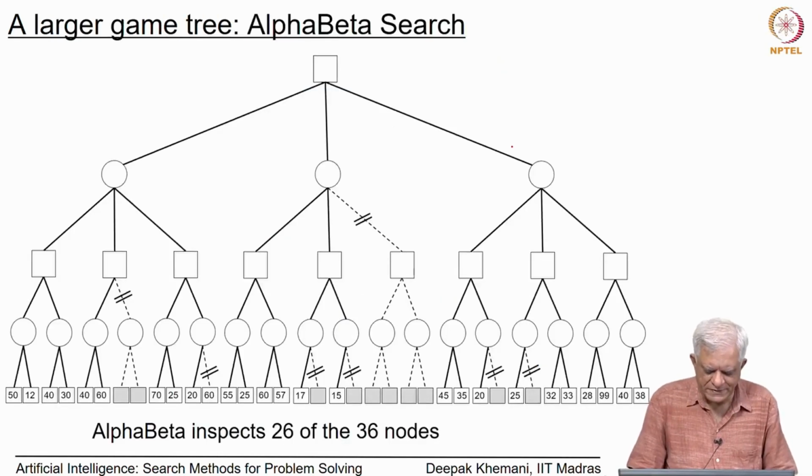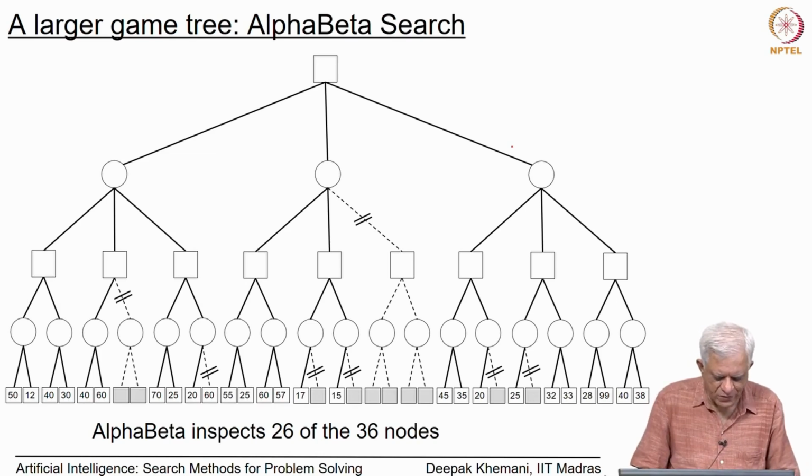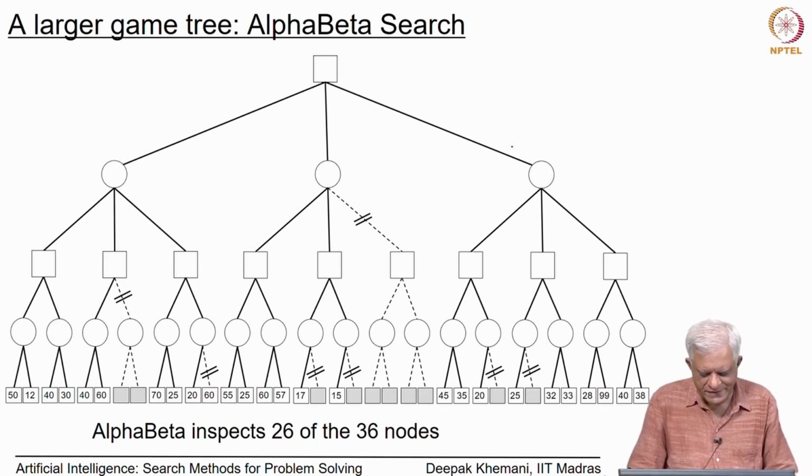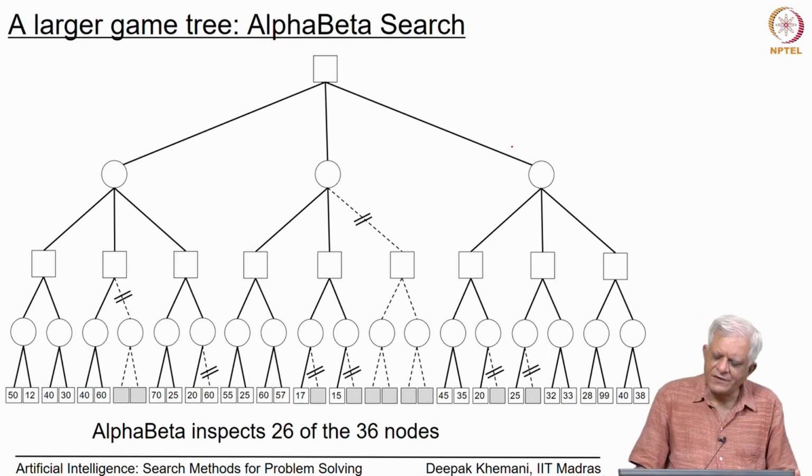Then we had seen a larger tree which had 36 leaf nodes, and we saw that in this particular example there were 26 nodes that alpha beta had inspected out of 36. So, 10 nodes had not been seen. But one thing that we want to emphasize is that the number of cutoffs which take place is also dependent upon the order in which you inspect the nodes.